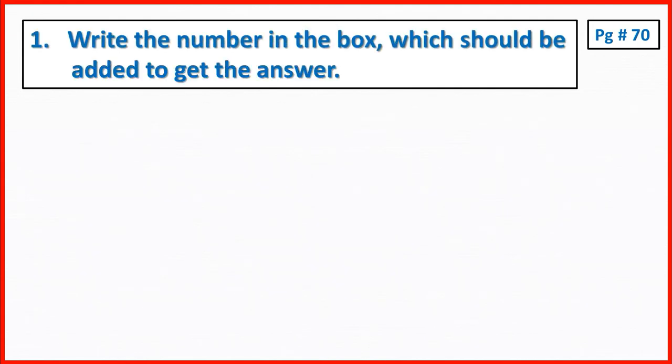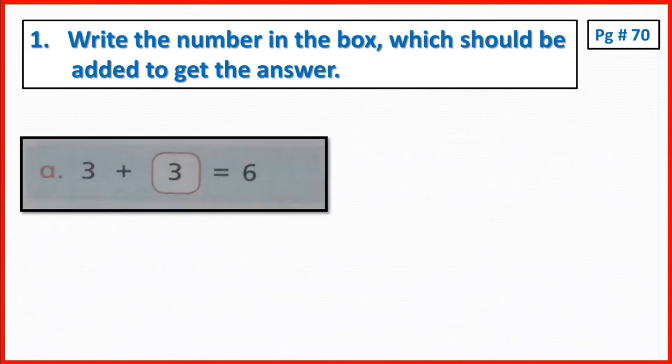Now I'm going to do page number 70. Addition. Question number 1. Write the number in the given box which should be added to get the answer. One has been done for you, in which we have to add a number to 3, then the answer comes 6. So what is the number? Yes, the number is 3. Add 3 to 3, then the answer comes 6.